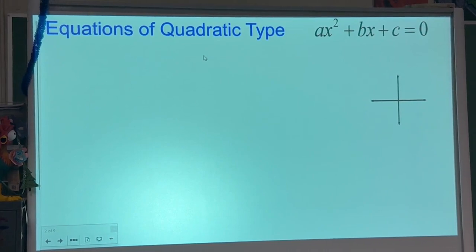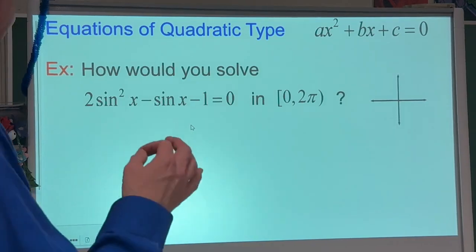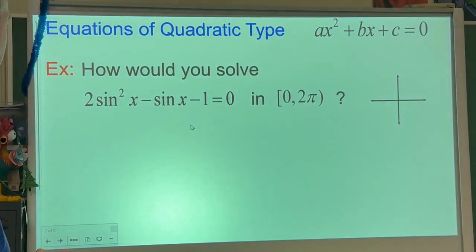Today we're going to take a look, first of all, at equations of quadratic type. If you remember back to Algebra 2, quadratic means you have an x squared. So ax squared plus bx plus c equals 0 is your standard form of a quadratic. What would you do if you have an equation that is quadratic and trigonometric at the same time?